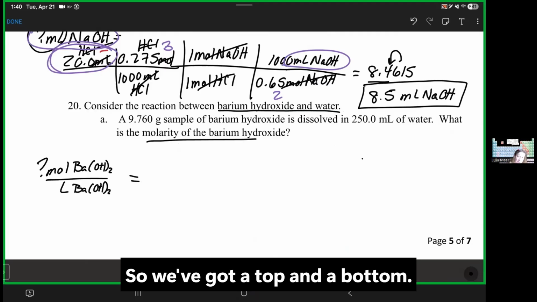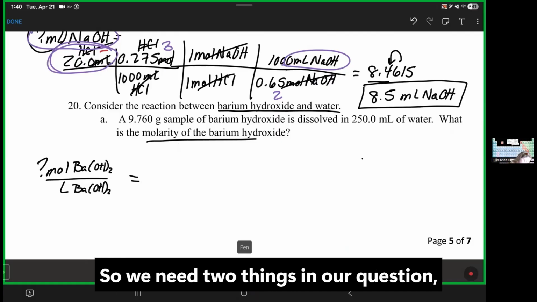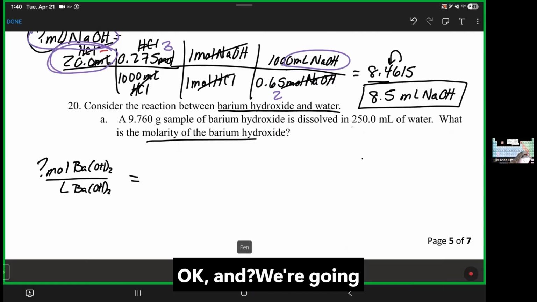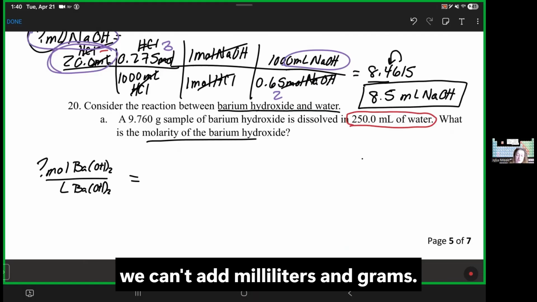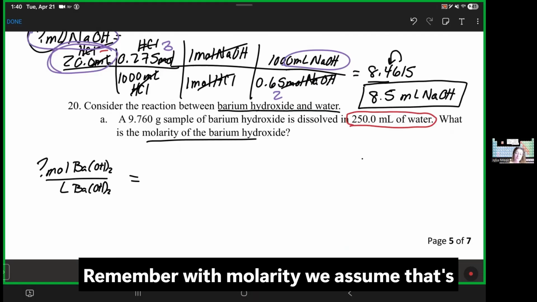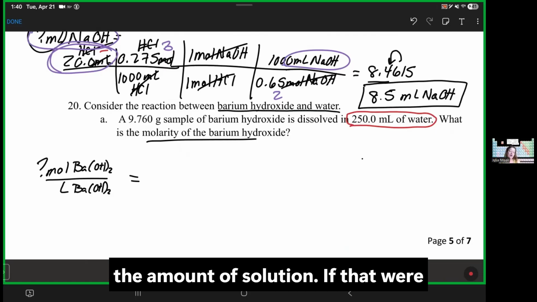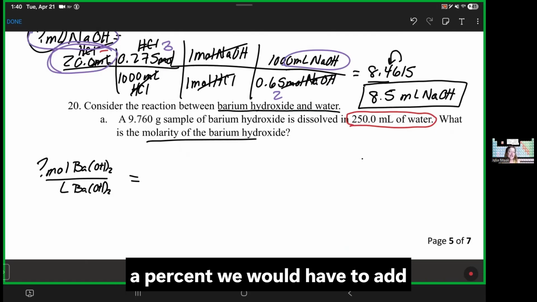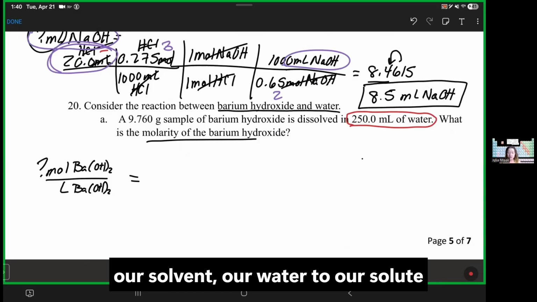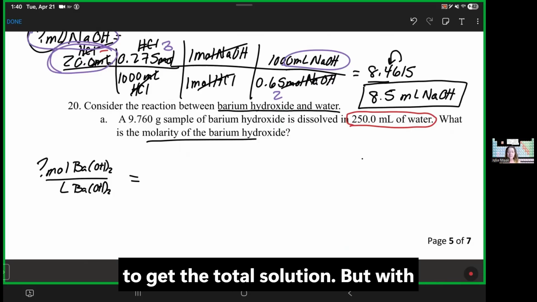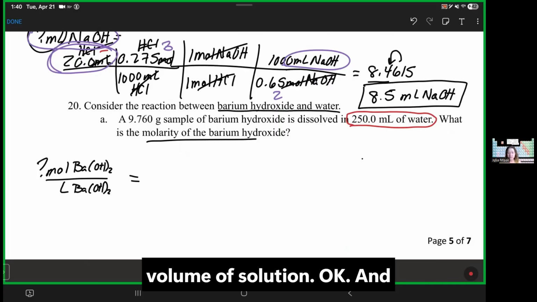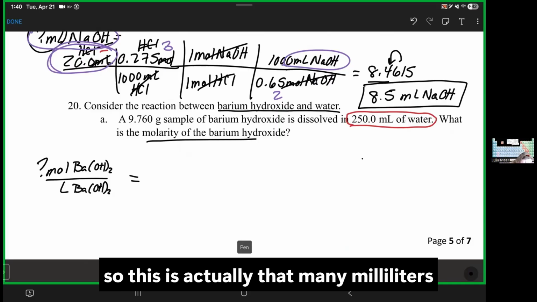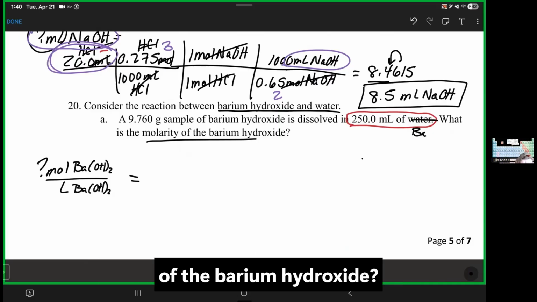So we've got a top and a bottom. So we need 2 things in our question. Okay, and we're going to assume it's that much solution because we can't add milliliters and grams. Remember, with molarity, we assume that's the amount of solution. If that were a percent, we would have to add our water to our solute to get the total solution. But with molarities, assume your water is your volume of solution. Okay, and so this is actually that many milliliters of the barium hydroxide.